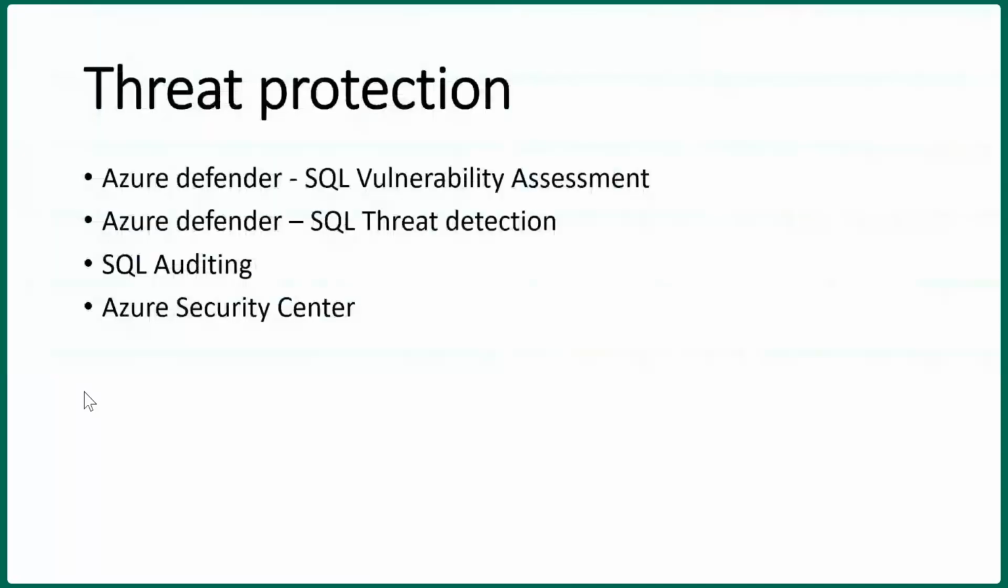So underneath the threat protection, we have different options like Azure Defender, SQL Auditing, and Azure Security Center. When we talk about Azure Defender, we have two different options, the first being SQL Vulnerability Assessment. What the SQL Vulnerability Assessment does is, once you turn it on, it will go ahead and compare your configuration with the Azure standard configuration options for your Azure SQL database.